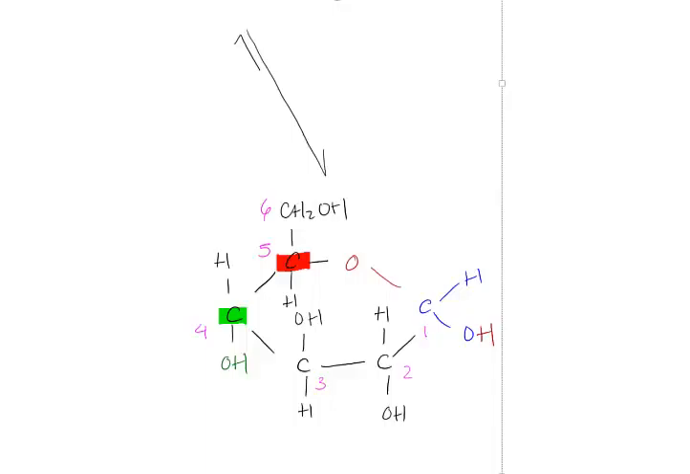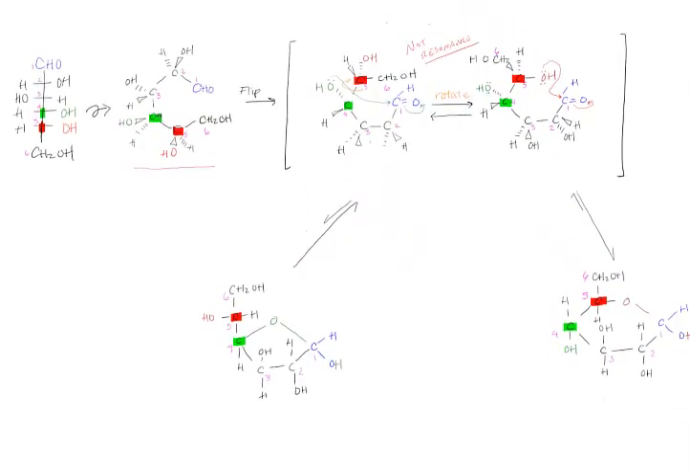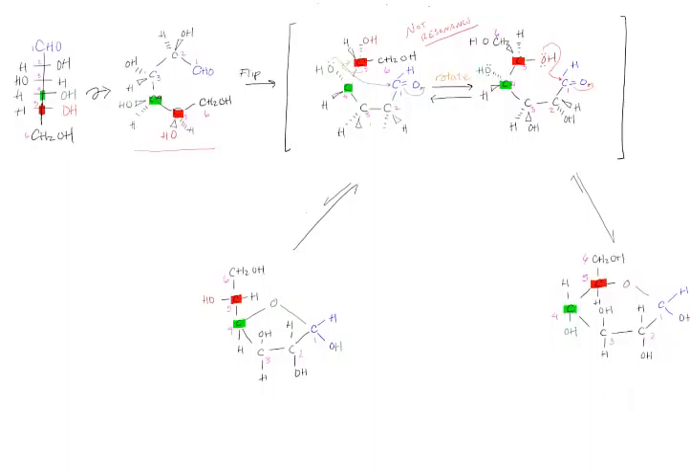From here, there are different ways to lock this ring into place. But this is the full resonance. This is the full cyclic hemiacetal formation of glucose.